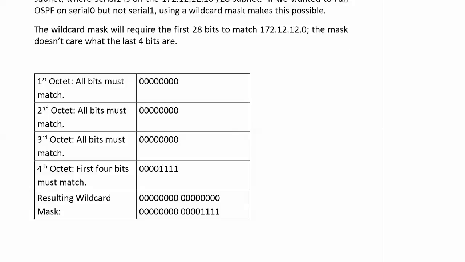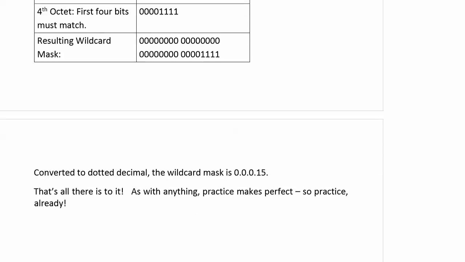So when you break that down, this is what it's going to look like on a per octet basis, and your resulting wildcard mask will be 0.0.0.15. So again, it's a kind of an inverse subnet mask. Instead of the first 28 bits here being ones, for your wildcard mask, they're going to be zeros. Now, converted to dotted decimal, again, that wildcard mask will be 0.0.0.15. That's all there is to it.